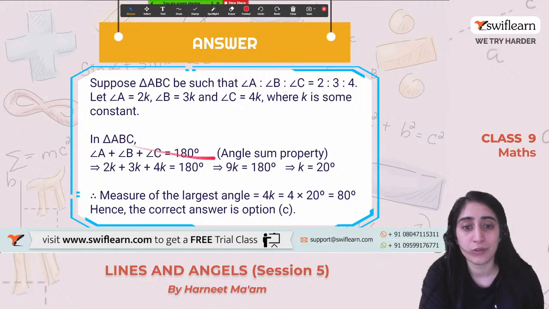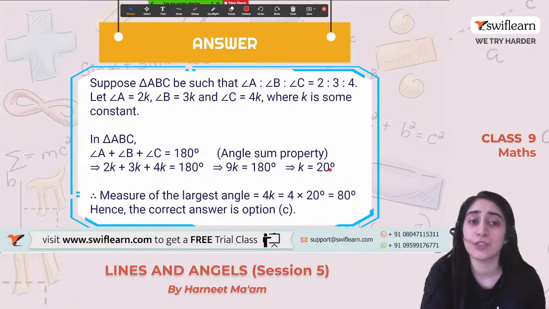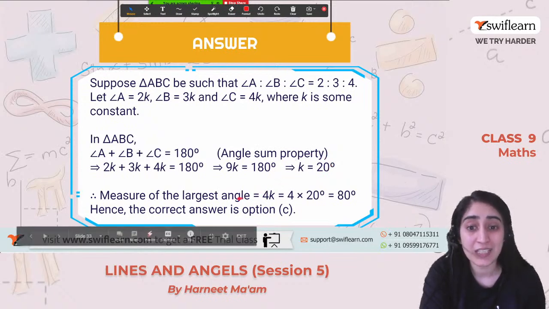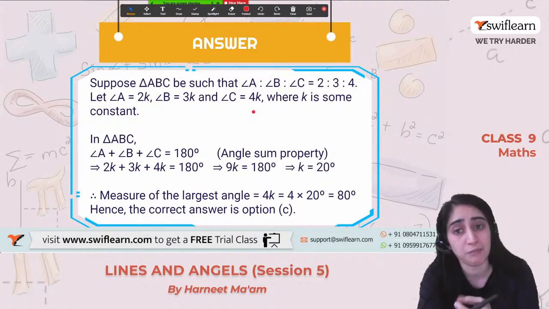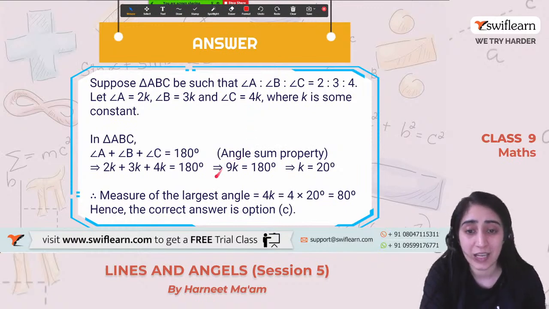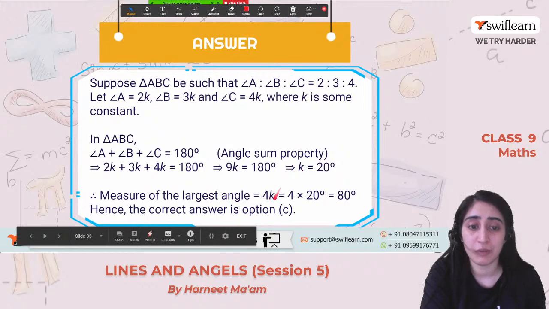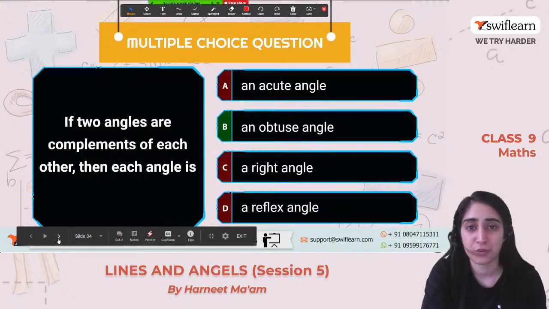So in the triangle, we know the angle sum property, that the sum of all the angles should be equal to 180 degree. So 3k plus 2k plus 4k, we get it as 9k, which is equal to 180 degree. On solving, k is equal to 20 degree. So which is the largest one among them? Obviously, when we multiply a number by 4, it will be the biggest one, whereas the smallest one will be multiplying with the smaller number, that is 2k. So the question was asking us for the largest. So we'll multiply k with 4. That comes out to be 80. So the right option was C. All right. Great.